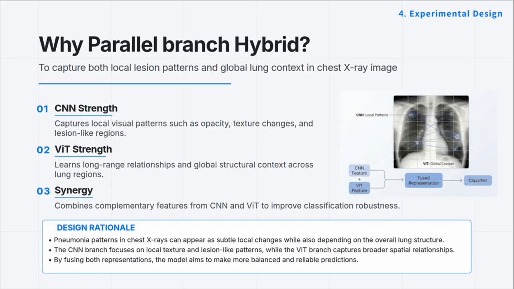This slide explains why we use the hybrid structure. CNN is effective for local lesion detection but limited in capturing global long-range structure. In contrast, ViT is strong for global context learning but less stable on small medical datasets. Therefore, we combine both approaches to achieve more balanced classification performance.